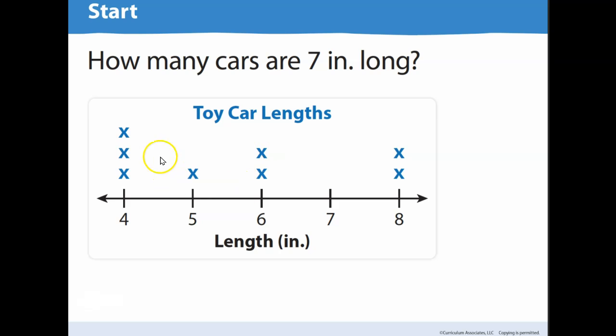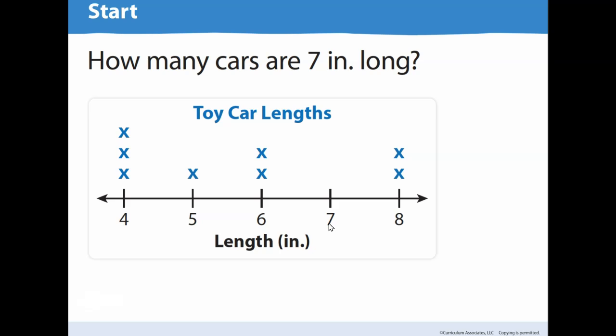Each X that you see represents a toy car, depending on how long that car is. So the question is, how many cars are 7 inches long? I'm going to look at 7 right here. Does 7 have any X's above it? No. So how many cars are 7 inches long?